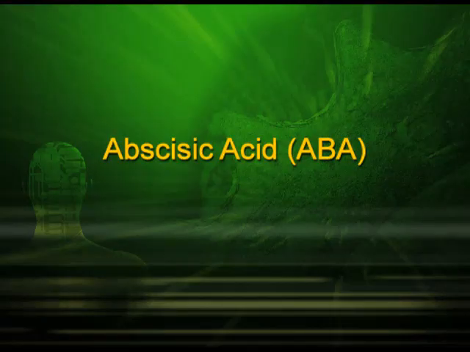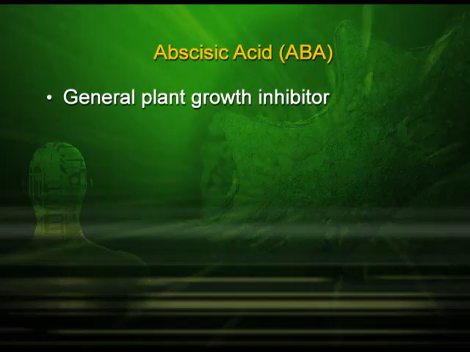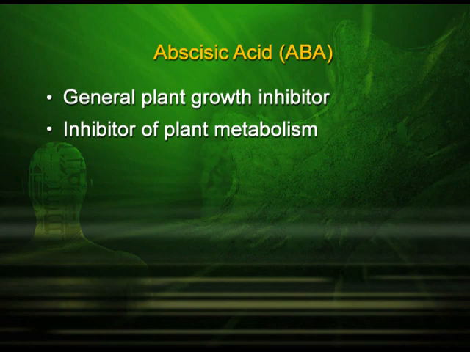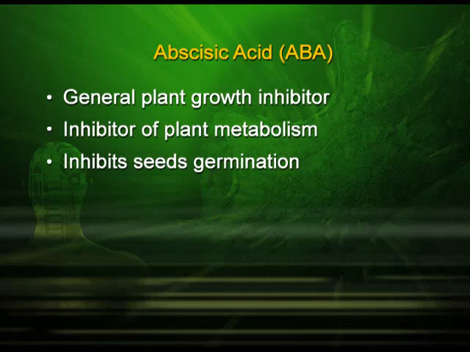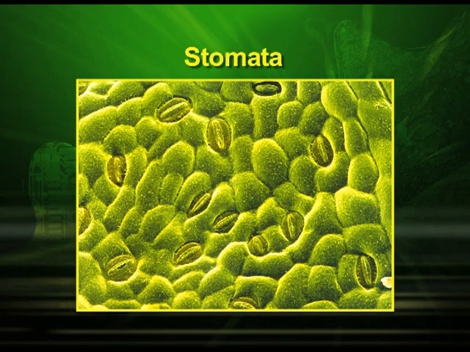Now the next PGR is abscisic acid. It is a general plant growth inhibitor. It is purely an inhibitor. It inhibits plant metabolism, which is required at certain points in the plant growth. It inhibits seed germination. Again, in other words, it helps in dormancy. It stimulates stomata closure. Students, you know the role of stomata in the plant, and if they are closed, then those roles will not be played.